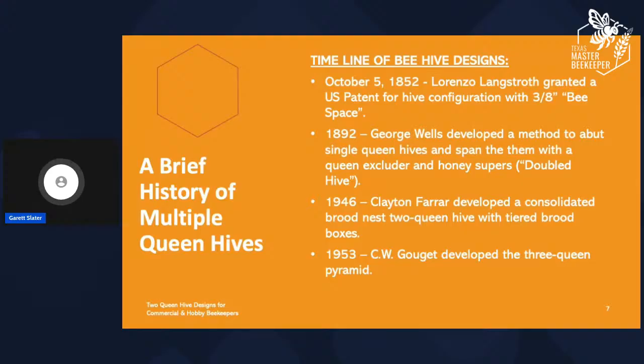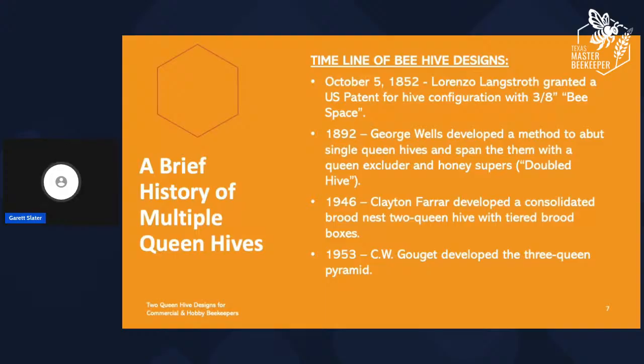So just a quick background in hive designs. It was way back in 1852, so over 170 years ago, that Langstroth was given his patent with the removable frames and foundation and that magic 3/8 inch bee space. It's amazing to me, in our day and time when we see changes happening so rapidly, that our gold standard is still based on a design that's over 170 years old.